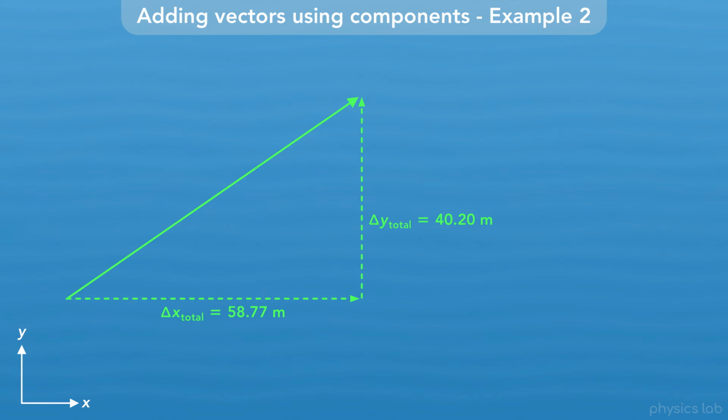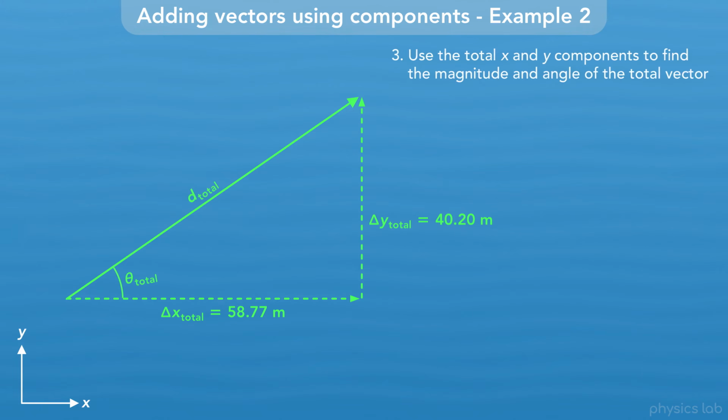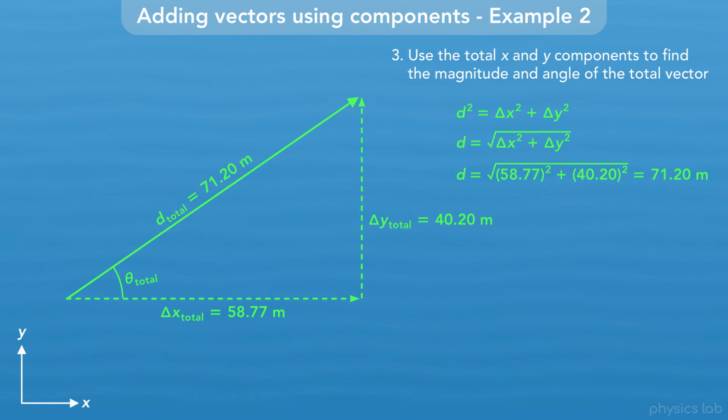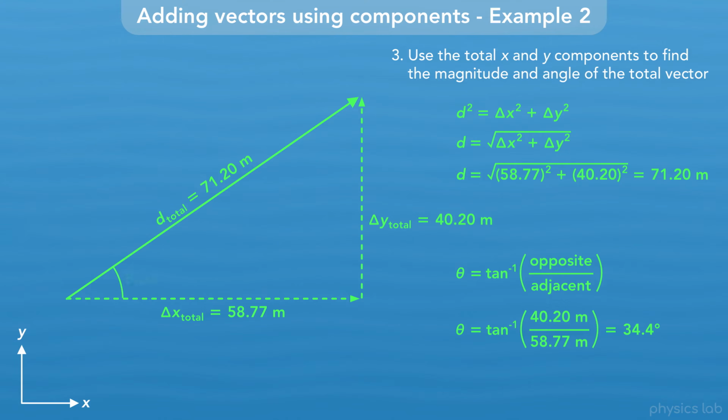Now that we have the components of the total displacement vector, we can find its magnitude and angle. Using the Pythagorean theorem for the magnitude, we plug in 40.20 meters for delta y and 58.77 meters for delta x. That gives us 71.20 meters for the magnitude. To find this angle, we use the inverse tangent function, and we plug in 40.20 for the opposite side, delta y, and 58.77 for the adjacent side, delta x. That gives us 34.4 degrees for this angle.